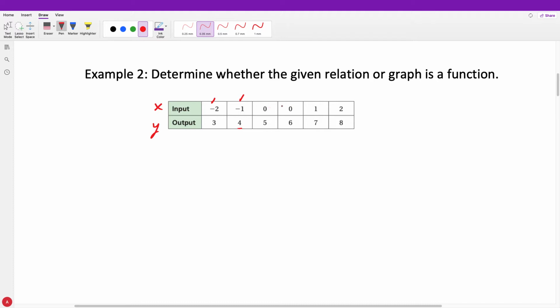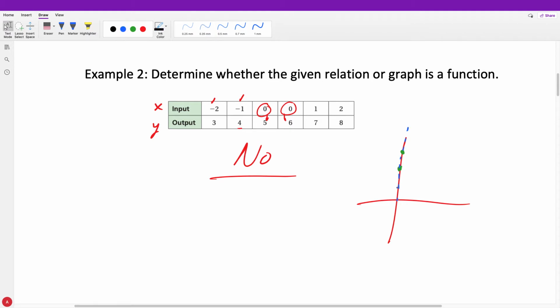We go to 0. Whoa, wait a minute. I see 0 here and I see 0 here. So I have two zeros now for x, two separate inputs. One 0 gives me a 5 while the other gives me a 6. So since they're generating different numbers, no, this is not a function. And if we were to graph this, we would have a point at 0, 5 and another point above it at 0, 6, and that would fail our vertical line test. So we can see there that this is generating two different y values for the same x. Therefore, it is not a function.